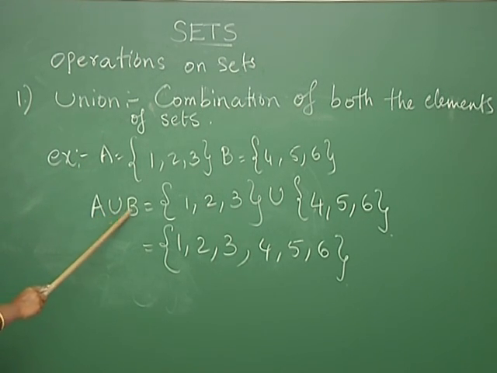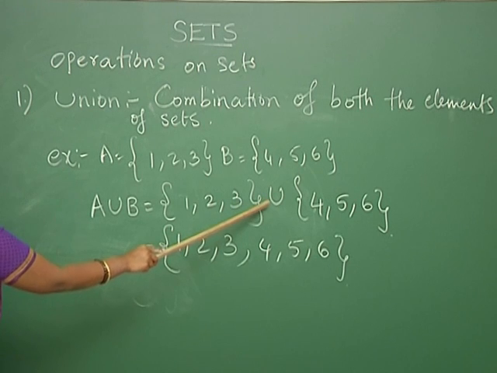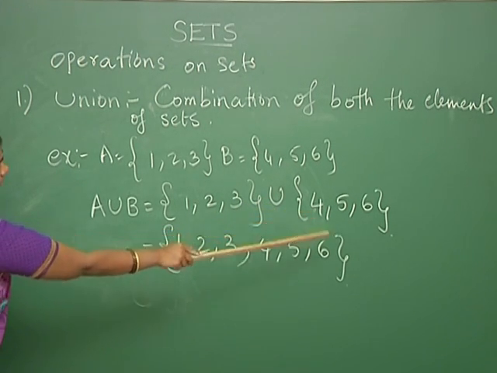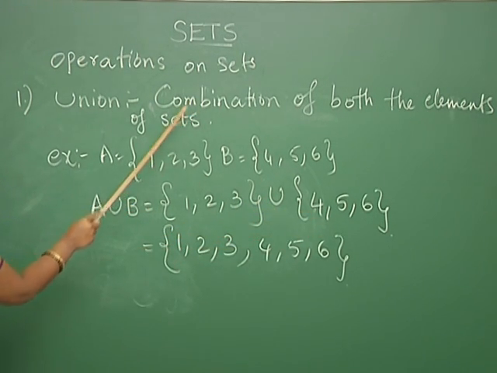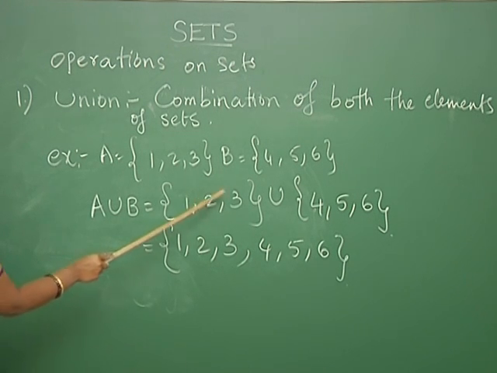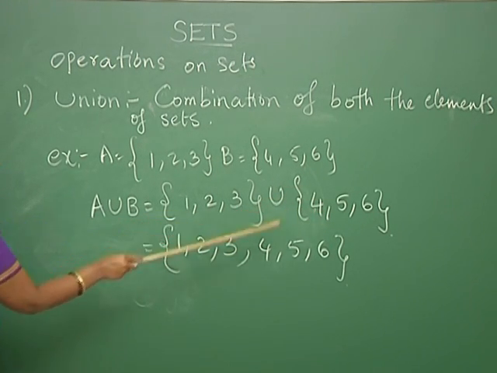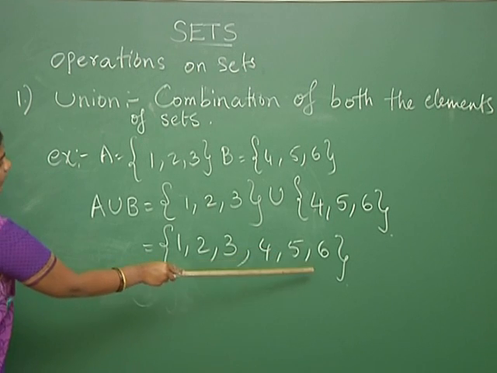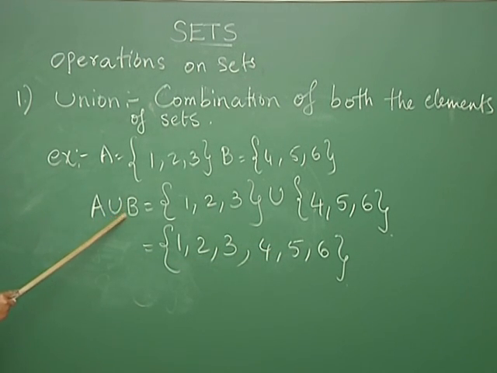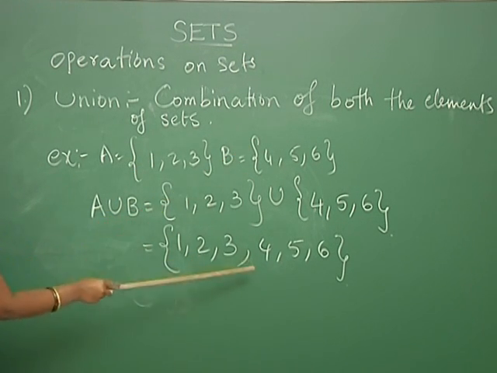So A union B is equal to, A set is 1, 2, 3. Again the word union will be denoted with the symbol U, 4, 5, 6. Union means combination. So first, whatever elements are in set A, as it is we will write 1, 2, 3. Next, set B elements are 4, 5, 6. So let us continue 4, 5, 6. So A union B is a set combining the A set elements and the B set elements.